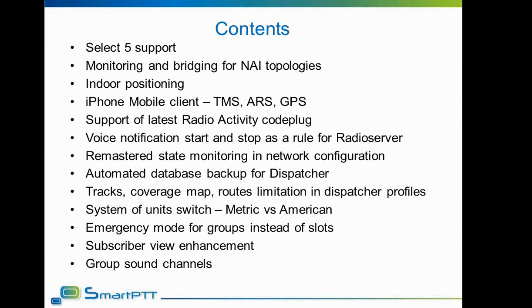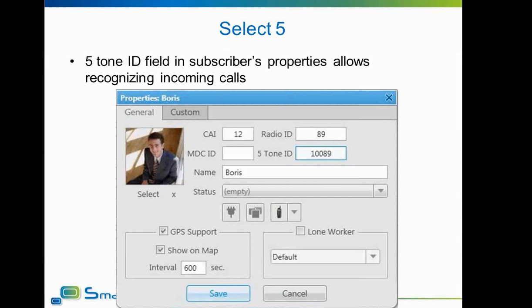The first feature to reveal is Select 5 support. Select 5 is a specific analog signaling method which is used to differentiate analog subscribers from each other. It's possible to make private and group calls within an analog network if Select 5 is implemented. As of now, it's possible to create subscribers with corresponding 5-tone IDs. Group calls must also be created as subscribers.